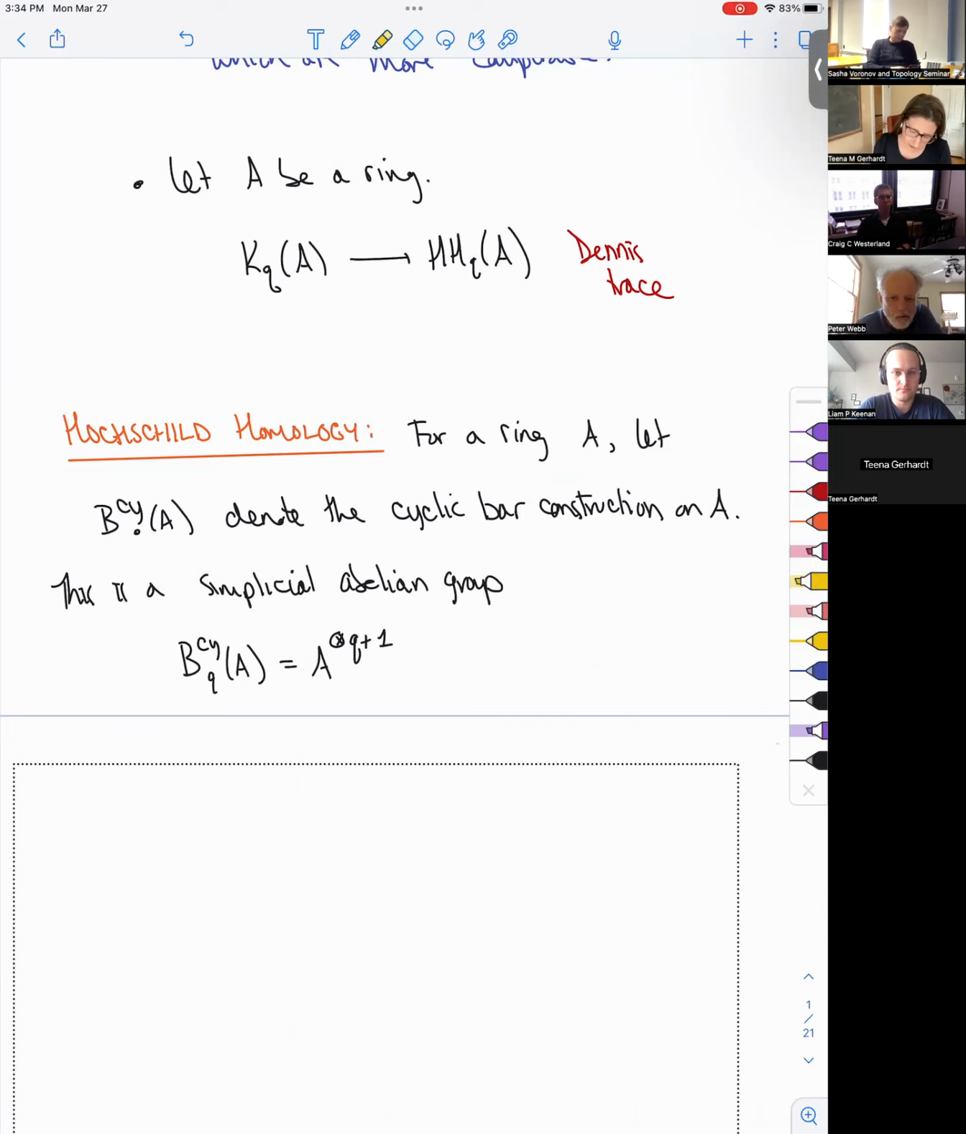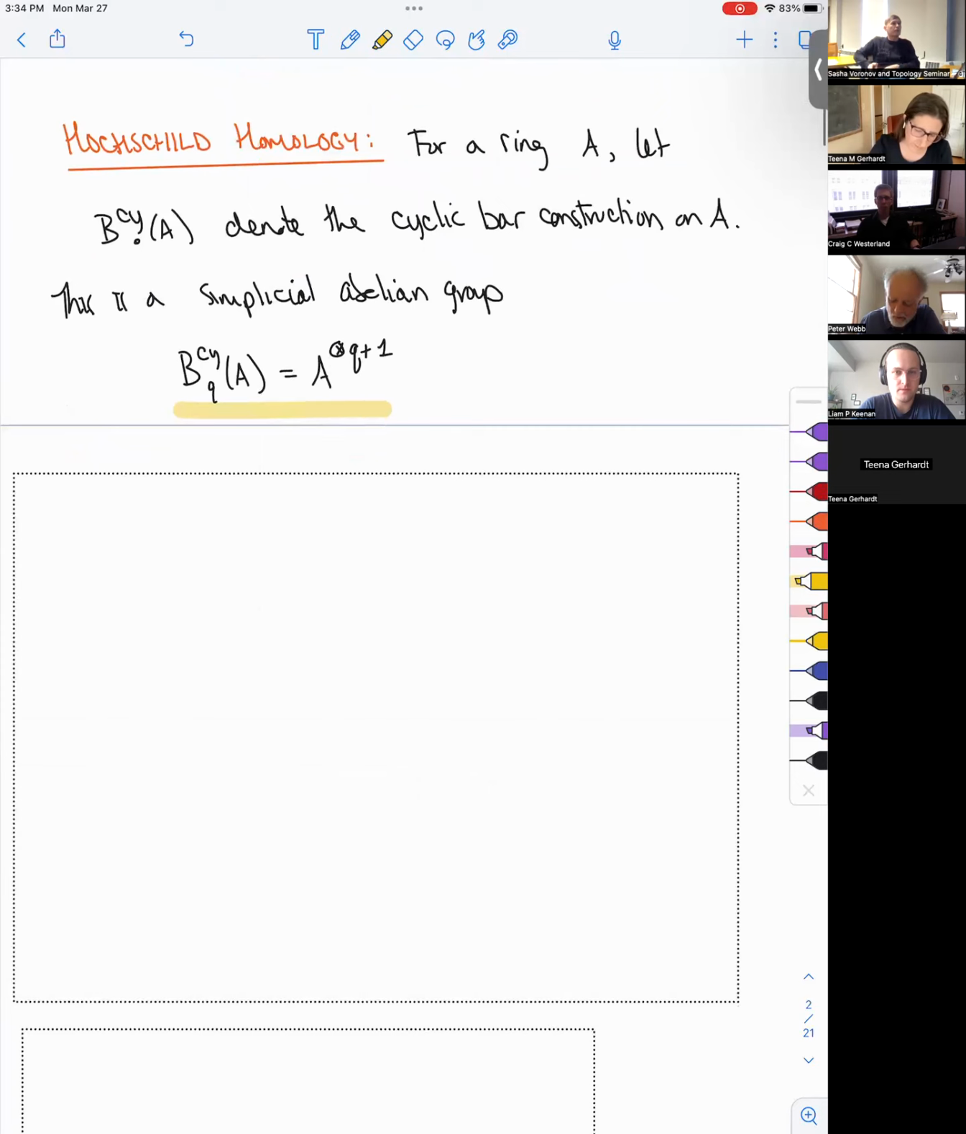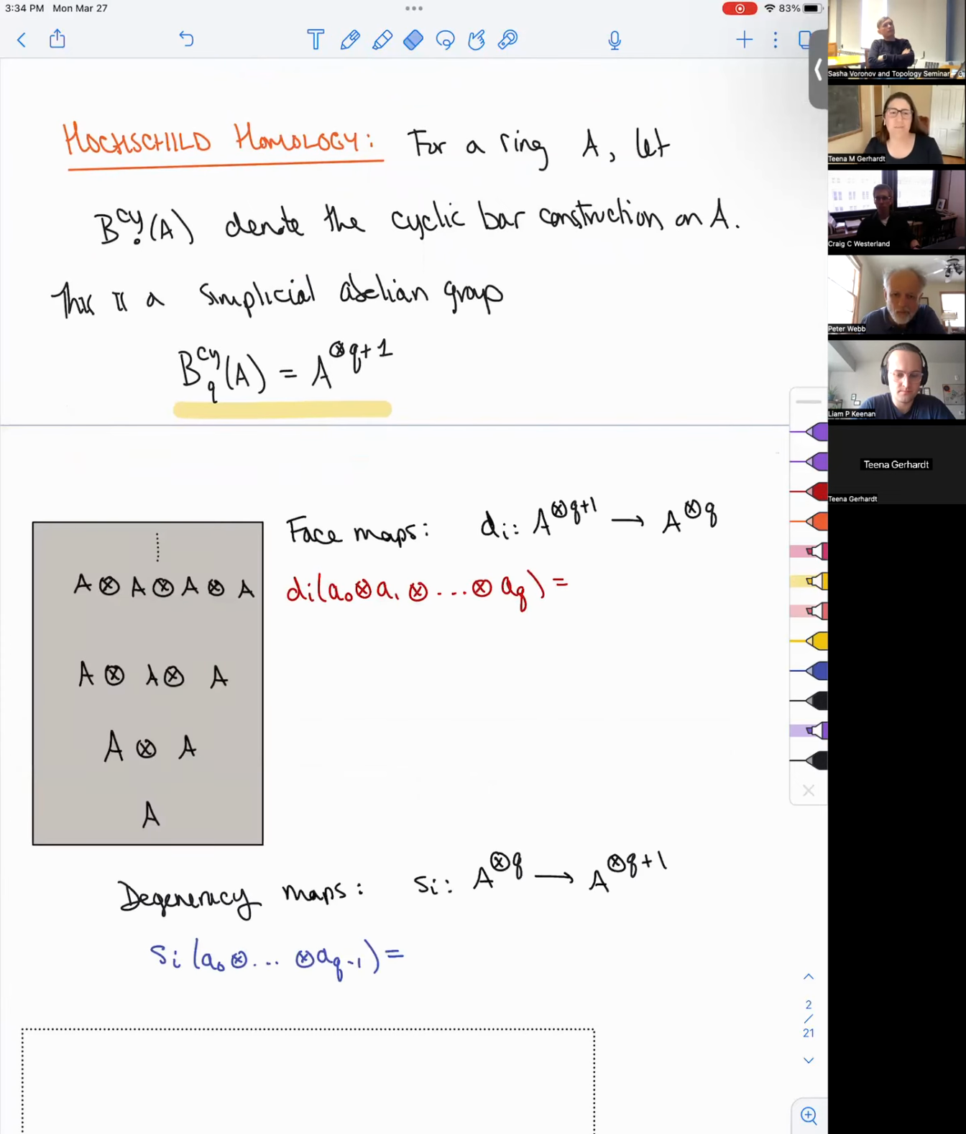For my cyclic bar construction at the qth level, I'm just going to take q plus 1 tensor copies of A. It looks like this picture in the gray box on the left. At level 0, I have 1 copy of A, then 2 copies, then 3 copies, and so on. To define this simplicial object, I also have to tell you the face and degeneracy maps relating these different simplicial levels. Let's start with the face maps.